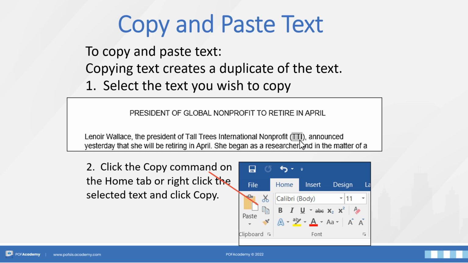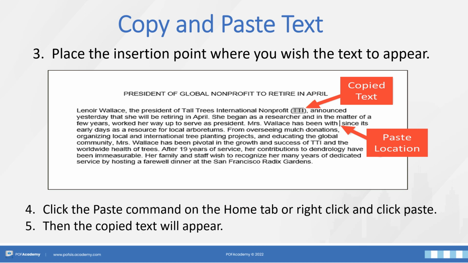So let's go back to the basics now. Copying and pasting. Copying text creates a duplicate of the text. First, select the text you wish to copy. Then next, click the copy command, which you can see in the Home tab, or right click the selected text and click copy. Then the next step, place the insertion point where you wish the text to appear. Fourth step, click the paste command in the Home tab or right click and click paste. Then fifth, the copied text will appear.